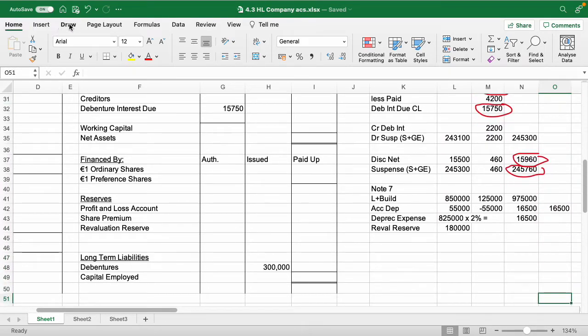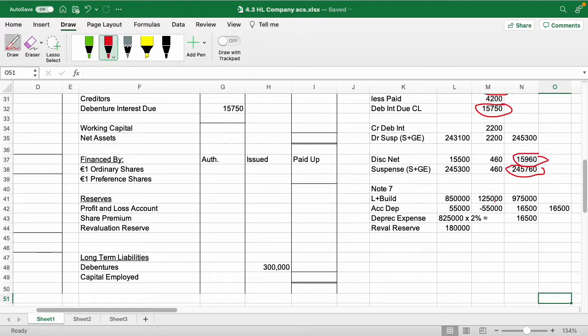So I'm just going to do what I did before. So this is the figure that goes in. We'll have our accumulated depreciation figure. And then we'll have our depreciation expense figure. And finally we'll have our revaluation reserve. So these are the numbers that need to go in. So revaluation reserve is going to be 180.